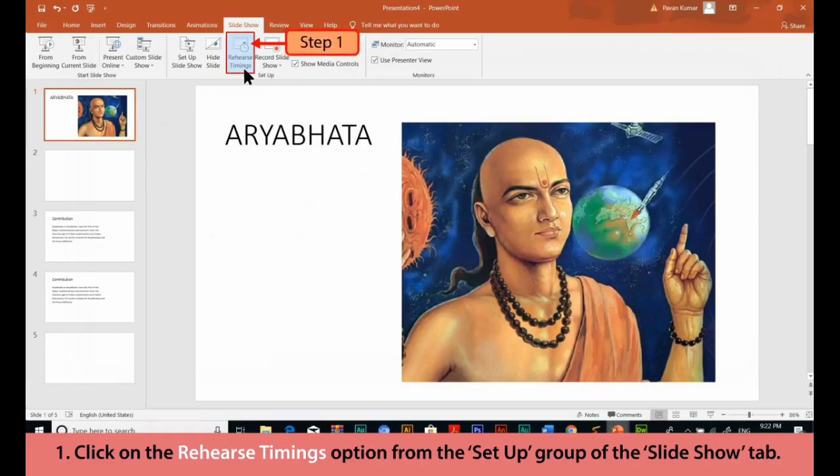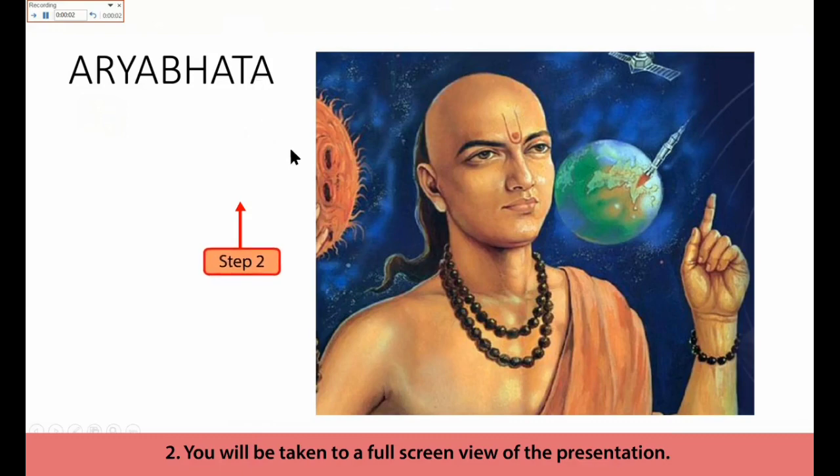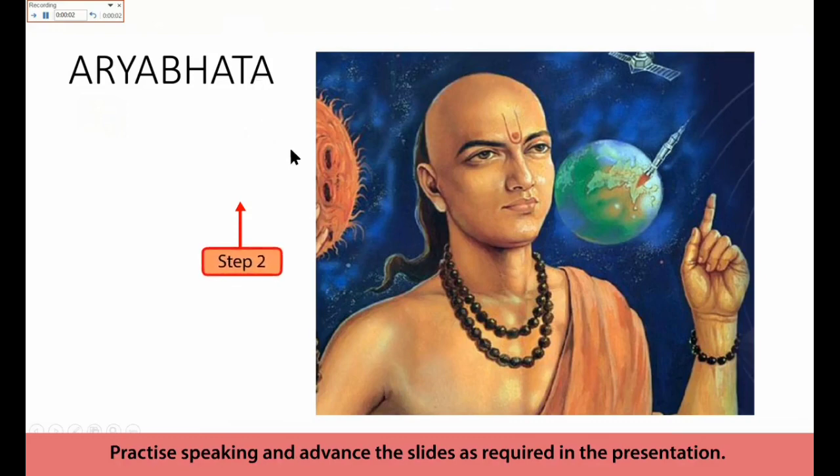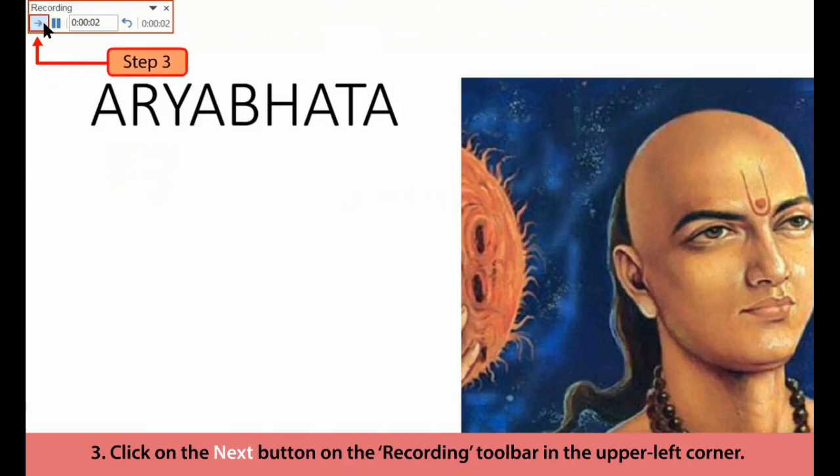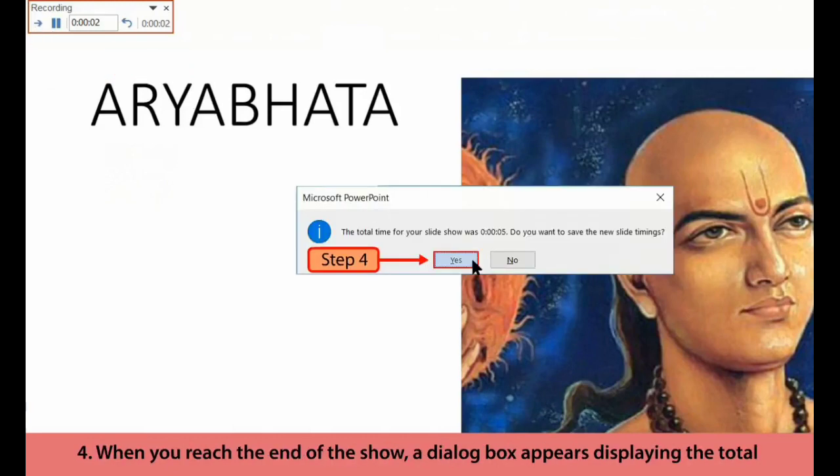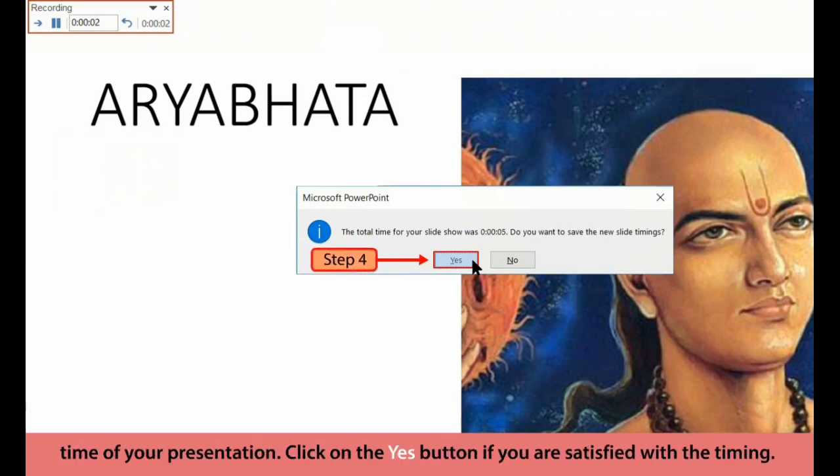1. Click on the Rehearse Timings option from the Setup group of the Slideshow tab. 2. You will be taken to a full screen view of the presentation. Practice speaking and advance the slides as required in the presentation. 3. Click on the Next button on the recording toolbar in the upper left corner. 4. When you reach the end of the show, a dialog box appears displaying the total time of your presentation. Click on the Yes button if you are satisfied with the timing.